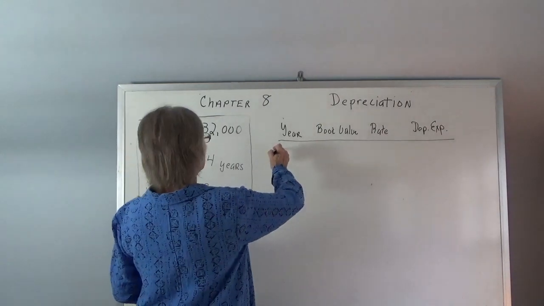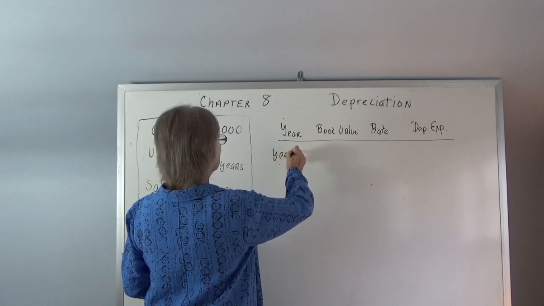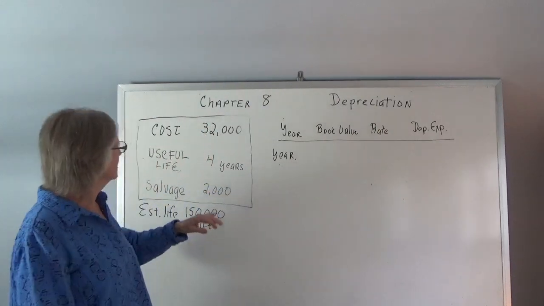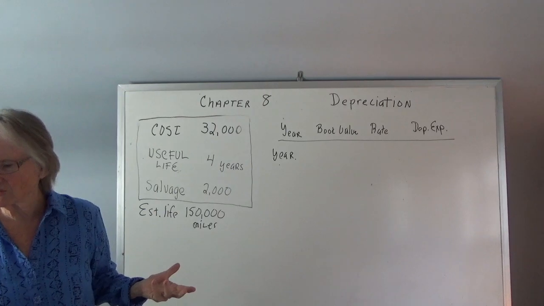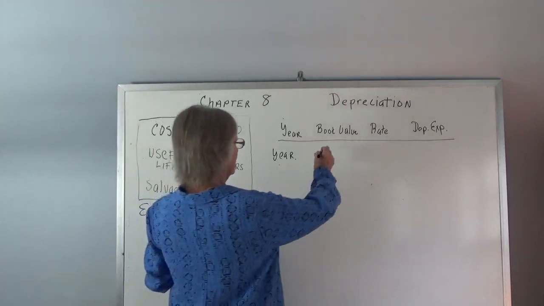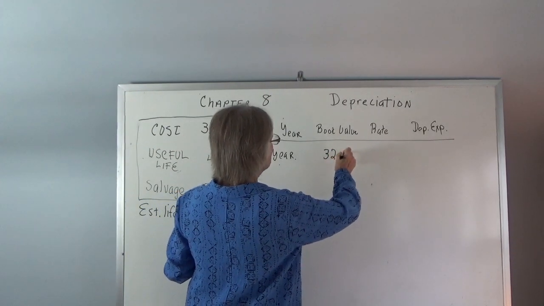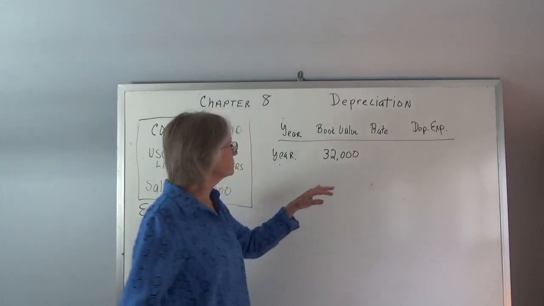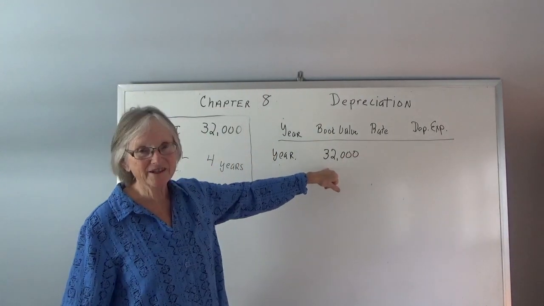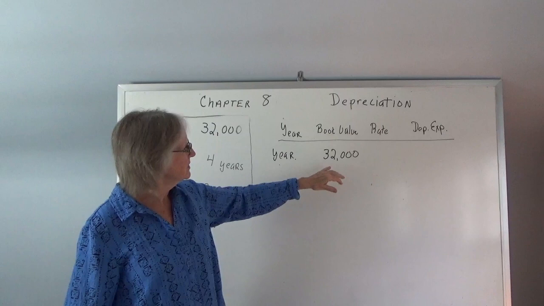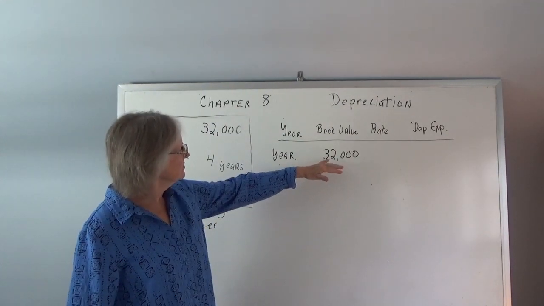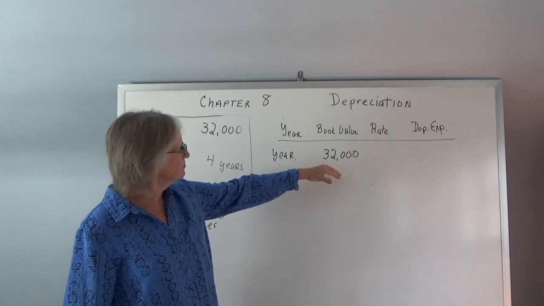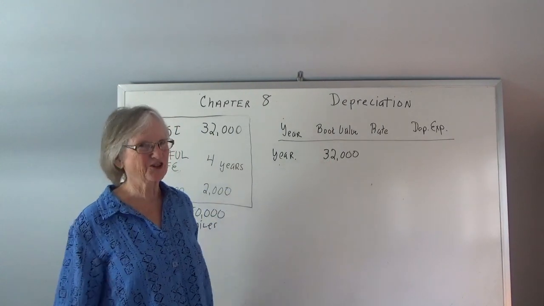So year one is the first year, and it asks for the book value. Well, the book value at year one is 32,000 because nothing's happened yet. And you'll notice that with double declining balance, this is the first major difference, we do not take the salvage value off here. We're going to depreciate down to the salvage value. So 32,000 is the first year's book value, and that's where we start.